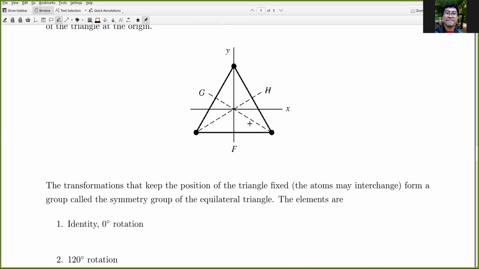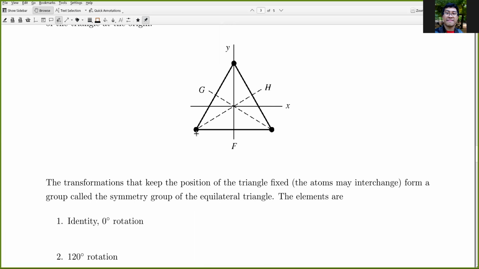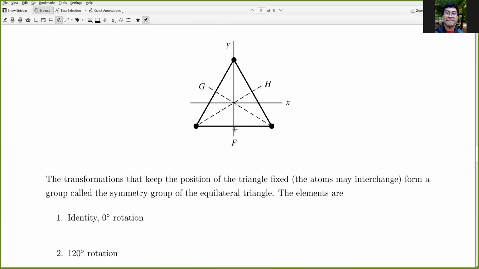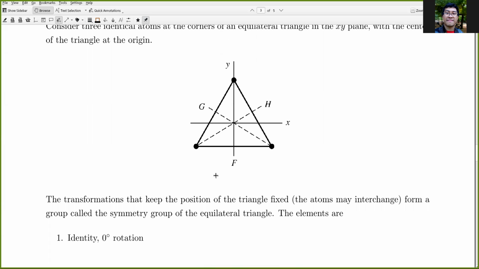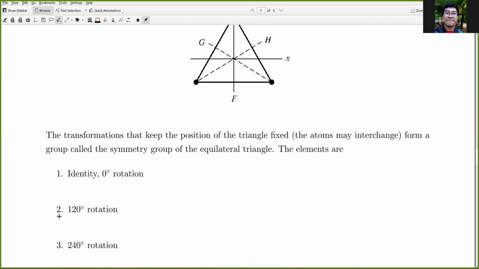So let's say we apply nothing. That's the identity or 0-degree rotation. That's one element. We can apply 120 degrees rotation. If we do that, this vertex or this atom goes here, the atom here goes here, the atom here goes here. But the position of the triangle is fixed. We can also do 240 degrees rotation. So this goes directly here, this one goes directly here, and this one goes directly here, or it's simply negative 120 degrees rotation.